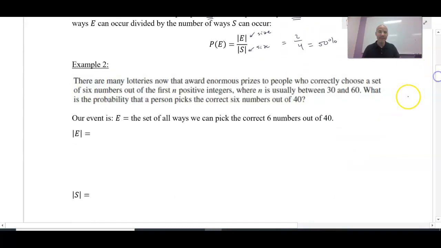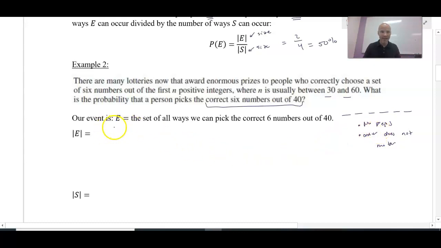Now we can combine our counting techniques. Let's say there are many lotteries now that award enormous prizes to people who correctly choose a set of 6 numbers out of some number of integers, usually between 30 and 60. What's the probability that you correctly pick the 6 numbers out of 40? Well, in a lottery, you're not going to pick the same number twice, so there are no repetitions allowed, and also the order does not matter. What order you told the clerk the 6 numbers is not going to make a difference in terms of whether or not you win.